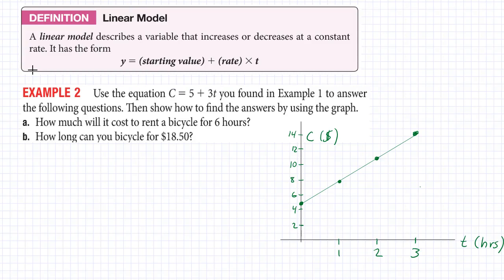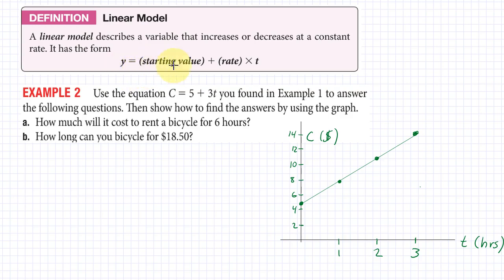So here is another example we're going to do. I'll let you read that in a second. First, I just want to describe a linear model in general. What does it mean to be a linear model? It means it's a model that describes a variable that increases or decreases at a constant rate, or a constant rate of change. So they can always be written in this form.